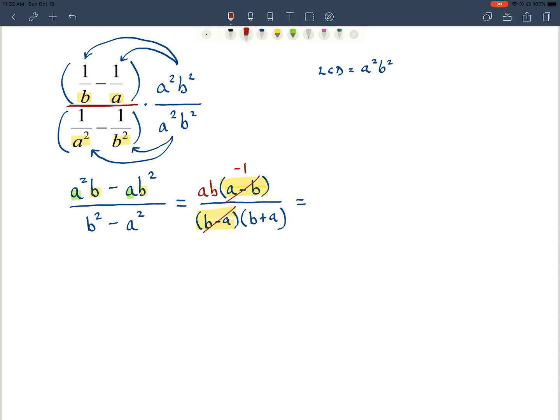If I do a times b times -1, I'm going to have a negative ab left over on the top. And on the bottom, this is just like a 1, and 1 times the quantity of b plus a is going to be b plus a. Nothing else will cancel out here, because this is a factor, and then a is a factor, b is a factor, and then -1 could be a factor there. So there's nothing that matches there. Our answer is negative ab over the quantity of b plus a.